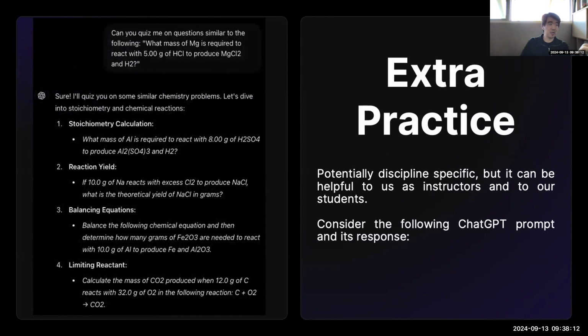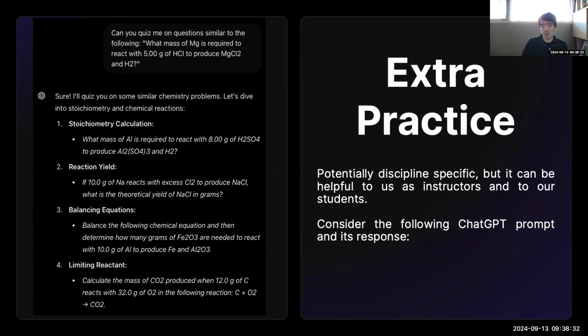Consider this. Can you quiz me on questions similar to the following? What mass of magnesium is required to react with 5 grams of hydrochloric acid to produce magnesium chloride and hydrogen? Students can put this into ChatGPT, and ChatGPT will be like, all right, here's a list of questions that are similar to this. Go ahead and give them a try.